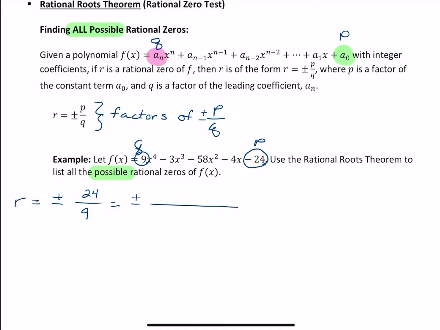So I got plus or minus. My factors of 24 are 1 and 24, 2 and 12, 3 and 8, and 4 and 6. So those are my factors of 24. And then the same thing for my Q. My factors of 9 are 1 and 9, and 3 and 3. Okay? So now you're going to divide everything on top by each of these numbers on the bottom.